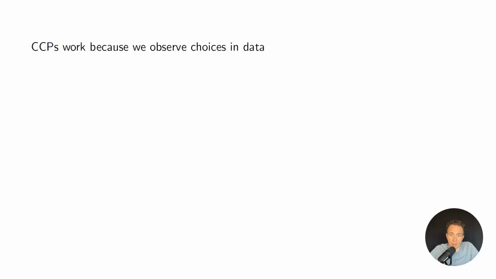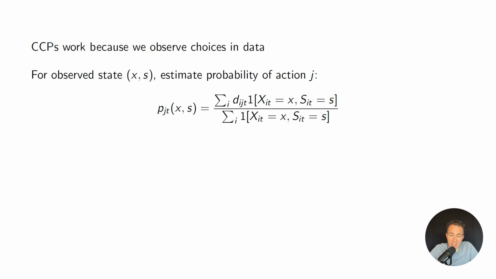And just as a reminder, CCPs work because we can observe choices in the data as a function of the states. If we have two state variables, x and s, and we want to know what's the CCP for some value little x and little s, we can just estimate the probability non-parametrically by counting how many observations had this combination of x and s and also made choice j, and then divide that by the total number of observations that had values of little x and little s. This is why we call it a conditional choice probability, because we want to know what's happening conditional at a certain point in the state space.